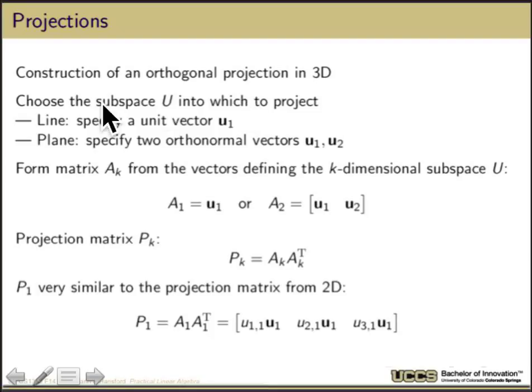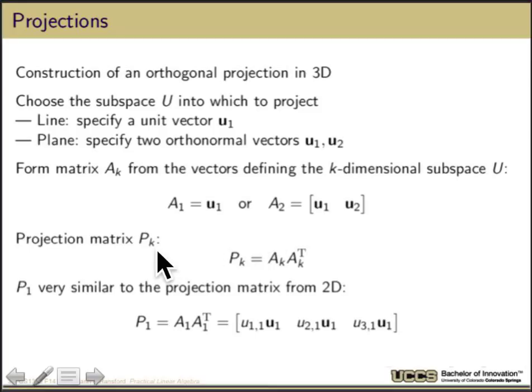We're going to choose the subspace I want to project to. Either I want to project to a unit vector of a line, or I want to project to a plane that has two orthonormal vectors that describe that plane. So here we're not using point plus normal, we're using two vectors in the plane. And now I'm going to form a matrix from the vectors defining the subspace I want. So either I'm just going to take the column vector, or I'm going to take the two column vectors defining the orthonormal subspace of the plane and concatenate them.